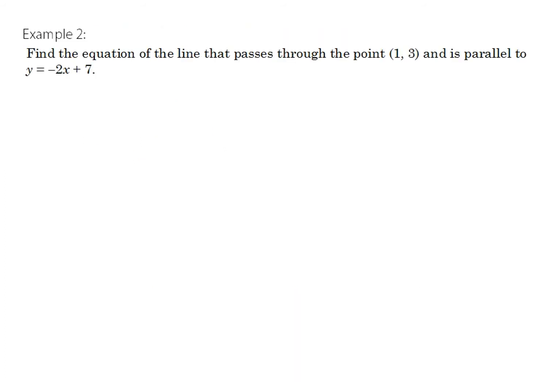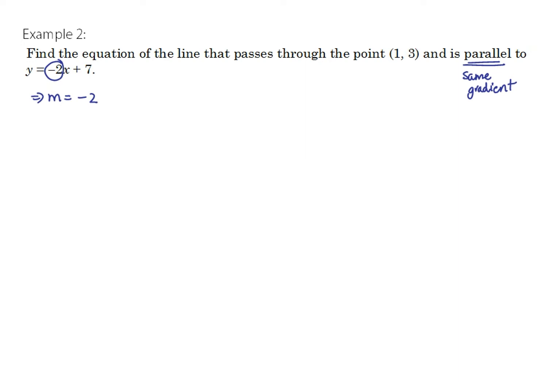Let's have a look at this next example. We wish to find the equation of the line that passes through the point 1, 3. So that's not a y-intercept, it's not on the y-axis, and is parallel to the line y equals negative 2x plus 7. So parallel means that it's going to have the same gradient. So y equals negative 2x plus 7 has a gradient of negative 2, which means that our line is also going to have a gradient of negative 2.